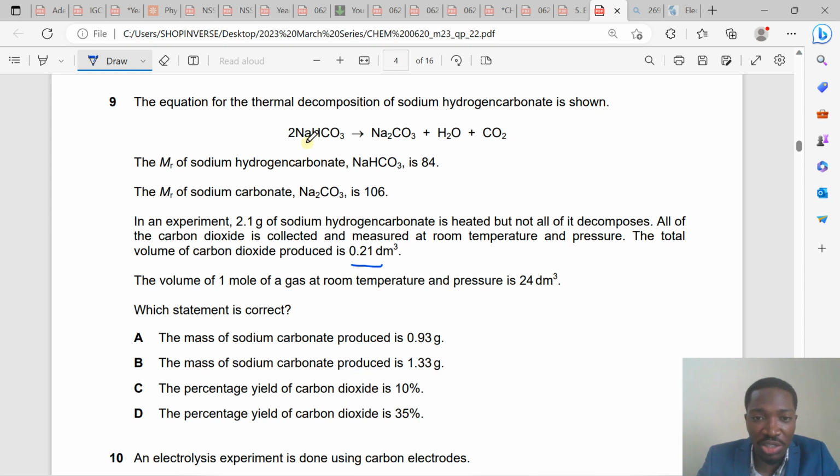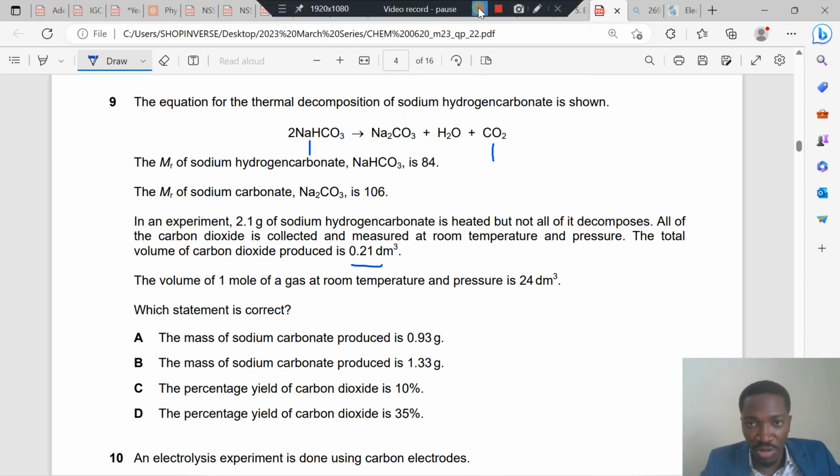Let's see. Look at the equation of reaction. We have 2.1 gram of sodium hydrogen carbonate heated. Not all of it decomposes. The total volume of carbon dioxide produced is 0.21 dm cube. Now let's write the balanced chemical equation. The chemical equation is balanced. Let's write the molar relationship. 1 mole of carbon dioxide is produced during the decomposition of 1 mole of sodium hydrogen carbonate. Yeah, when 1 mole of sodium hydrogen carbonate decomposed, 1 mole of carbon dioxide was produced.